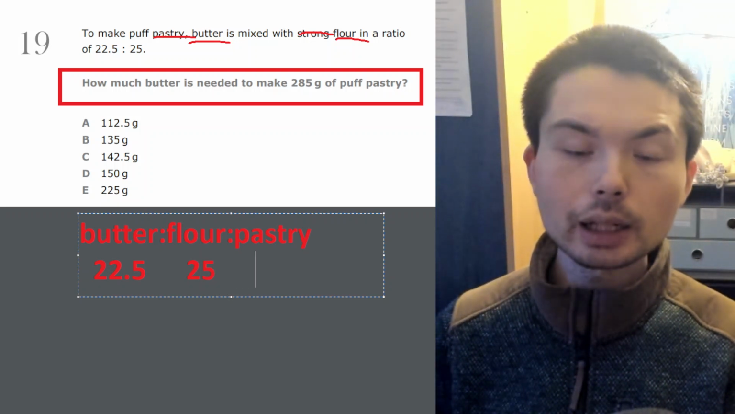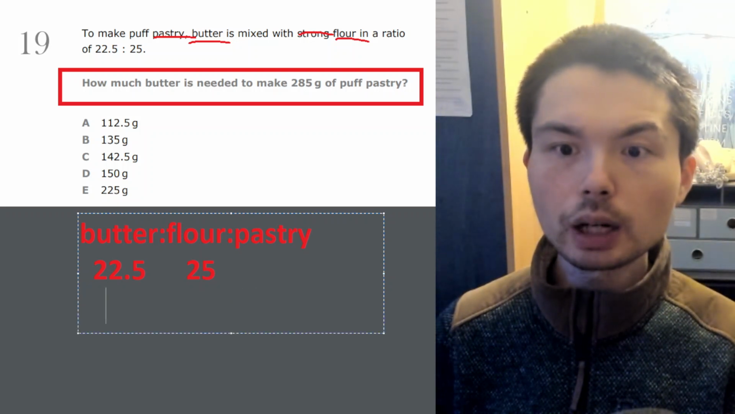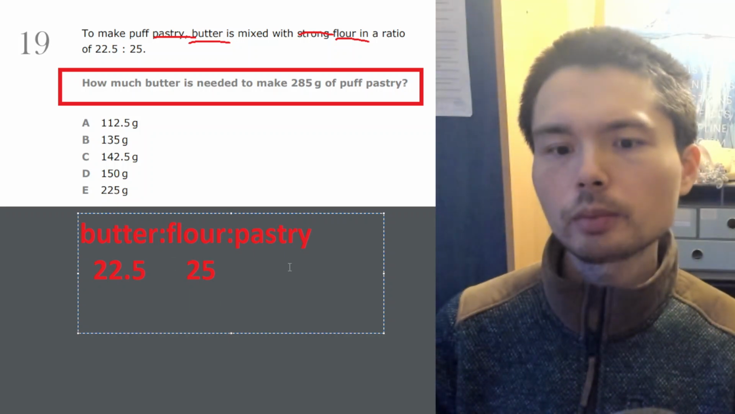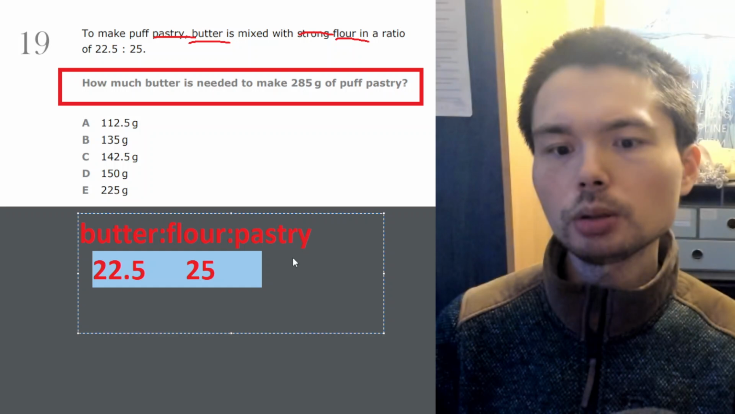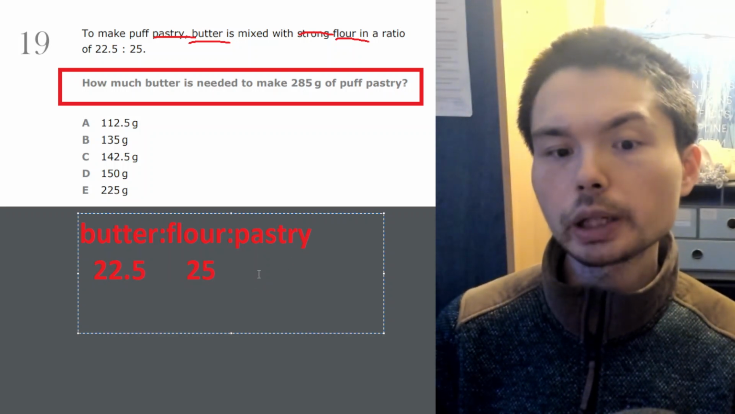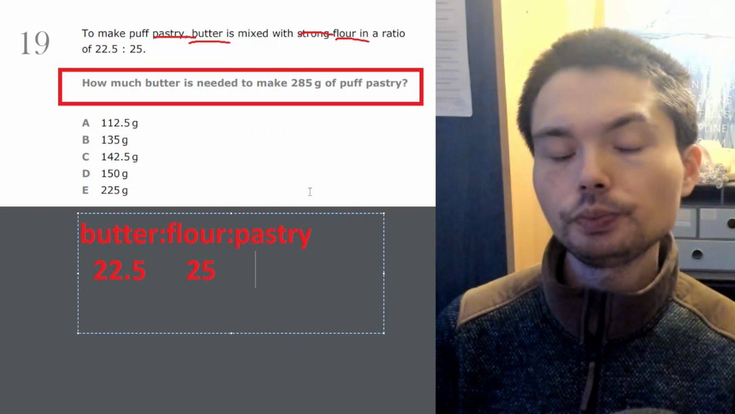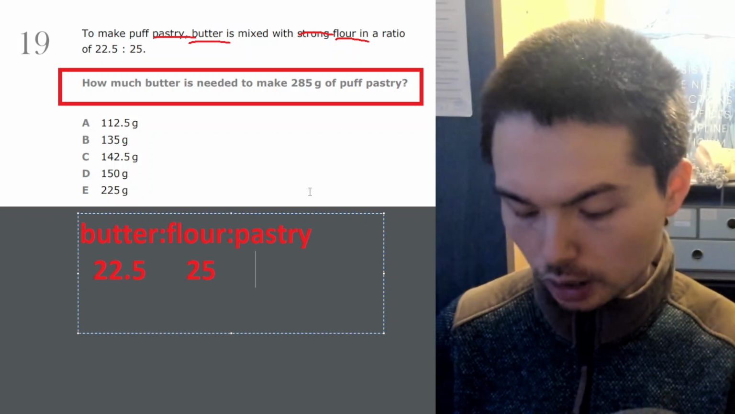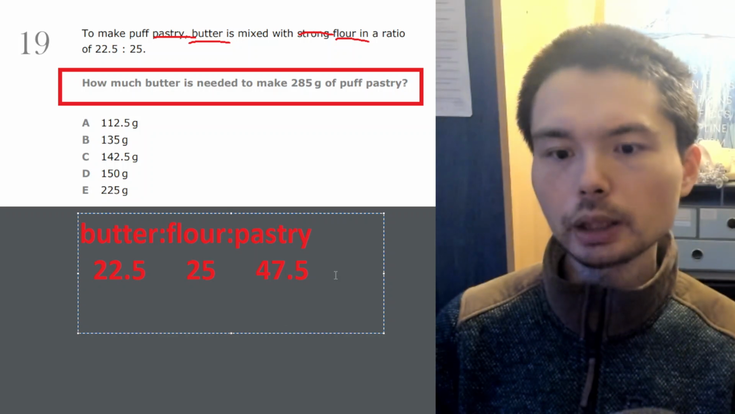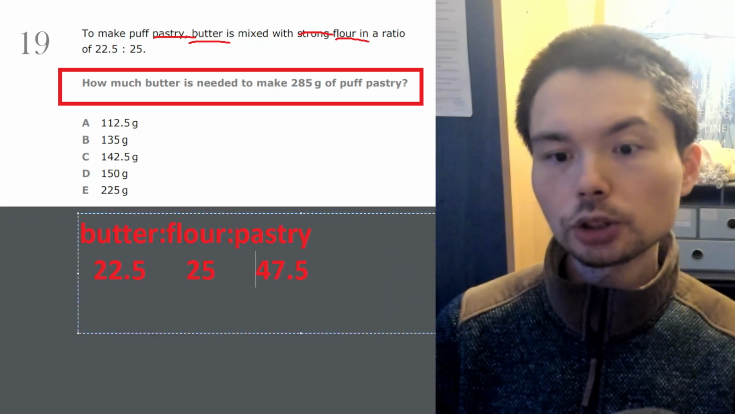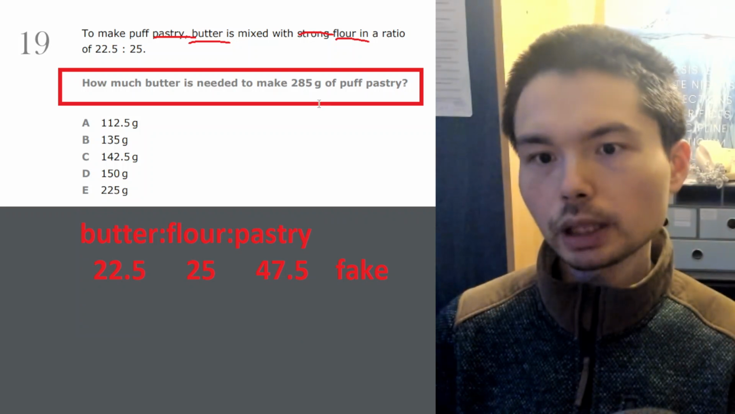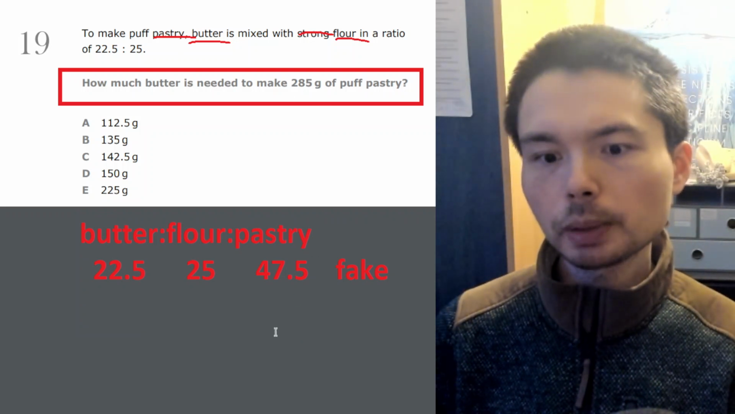And then what are they telling us? Well, we want to work out 285 grams. So that can go here before I put it there. See, we care about the total so far. So what is it? 25 plus 22.5 is, what is it? 47.5. Okay, so this, if you're one of my students, I just call that the fake total. Now the 285, that's the real total because that's how much pastry they want to make.